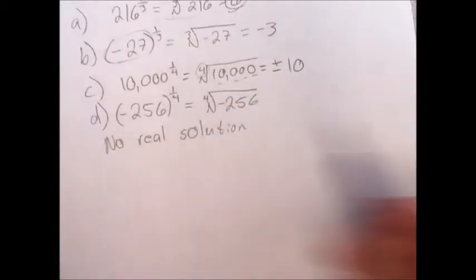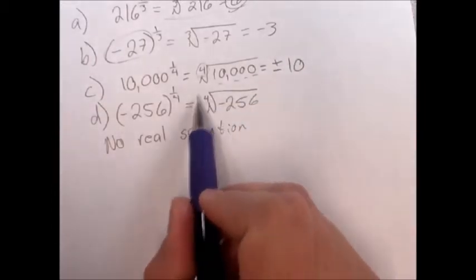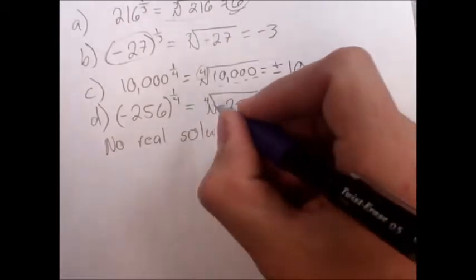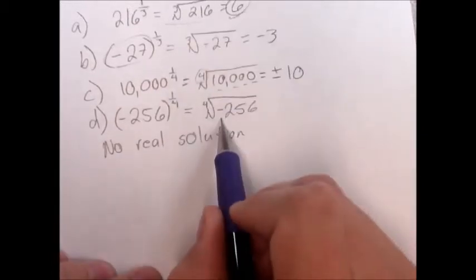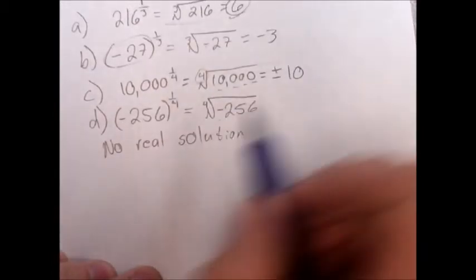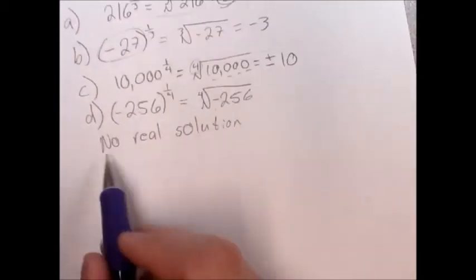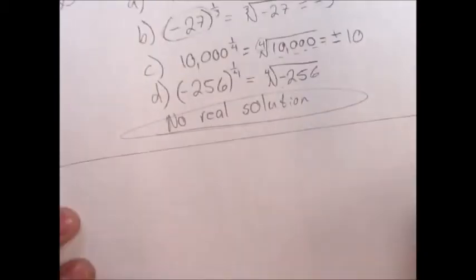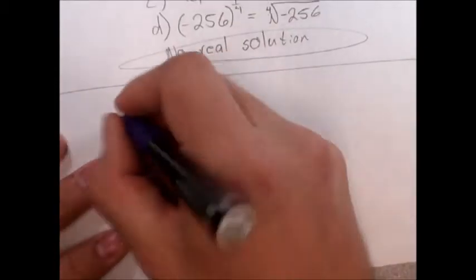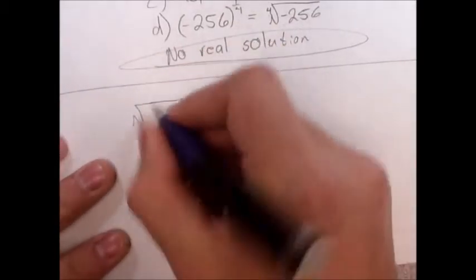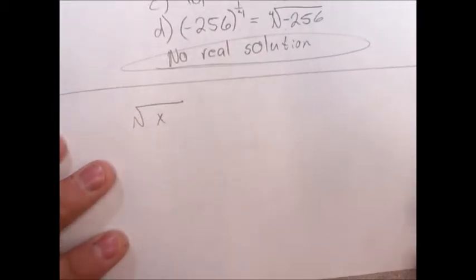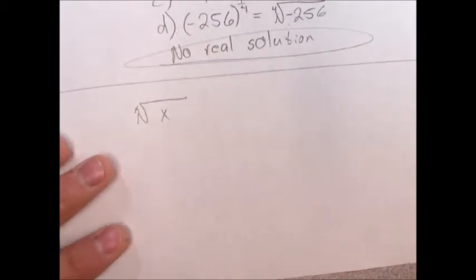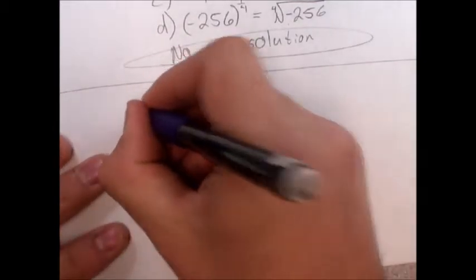To recall our rule, if we have an even root and a negative radicand, then there's going to be no real solution. So let's write that down so that we have it established. I'm going to use the square root of some number, let's call it x, and we'll use r for our root.